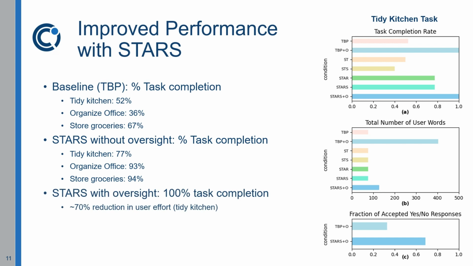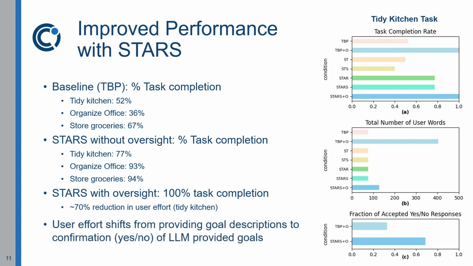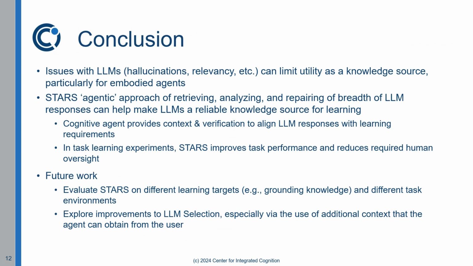When STARS is using oversight, this task completion rises to 100% for all tasks, with a great reduction in the required user effort. And further, this user effort shifts from providing goal descriptions, which is required when the language model doesn't provide a correct goal, to simple confirmation of language model provided goals. In conclusion, issues with language models, like hallucinations and relevancy, can limit their utility as a knowledge source, particularly for embodied agents. But the STARS agentic approach of retrieving, analyzing, and repairing a breadth of language model responses can help make them a reliable knowledge source for learning. This is by the cognitive agent providing context and verification to align the responses with learning requirements.